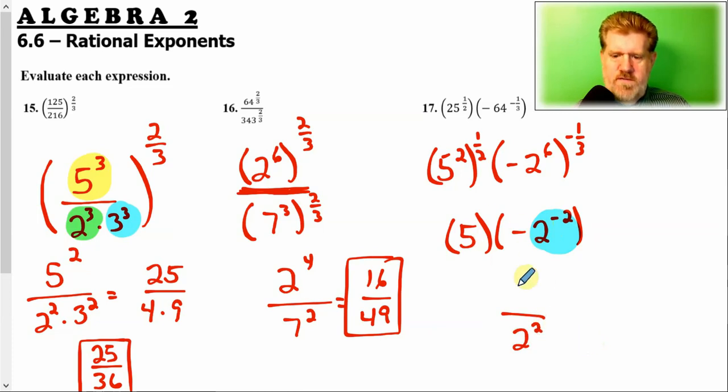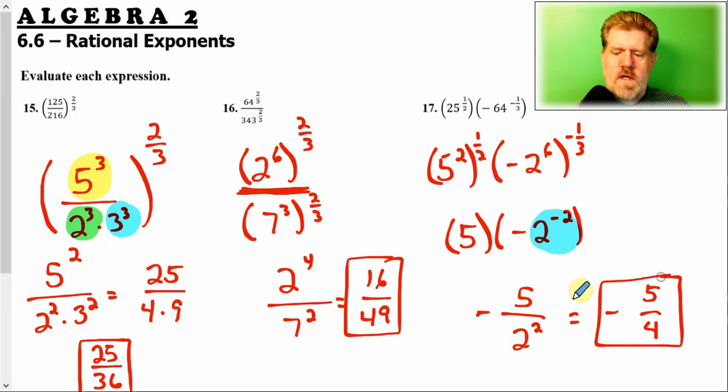Okay. This 5 stays on top. This negative just goes somewhere. It can go at the top, can go at the bottom, can go on the outside. Just remember your answer has to be negative. And what is 2 squared? It's 4. So that reduces to negative 5 over 4.